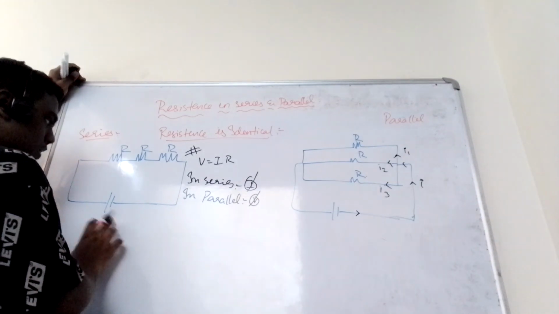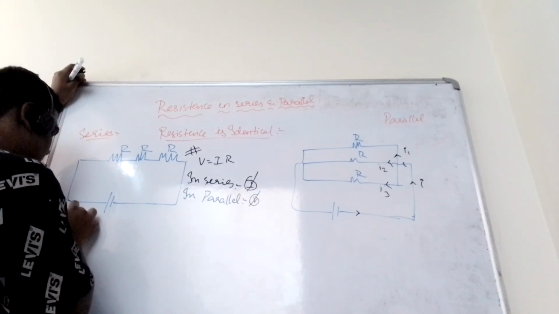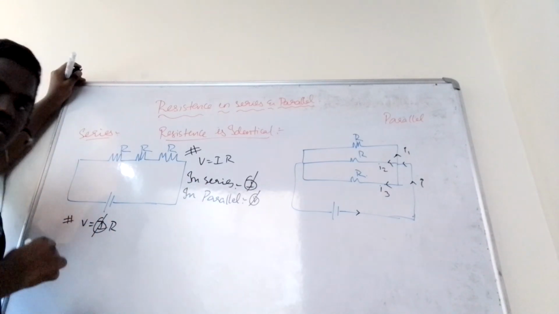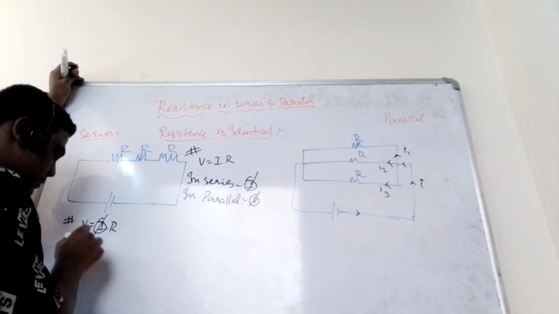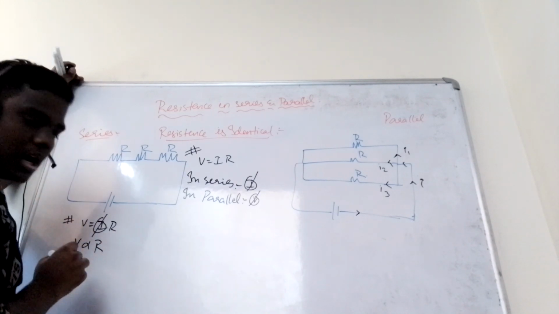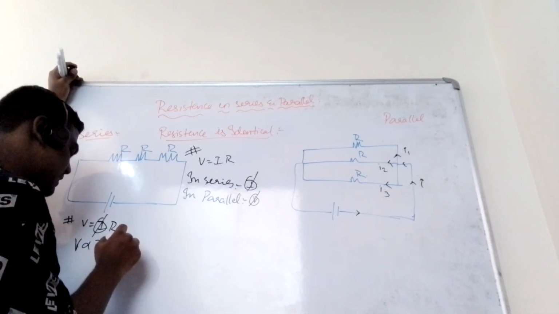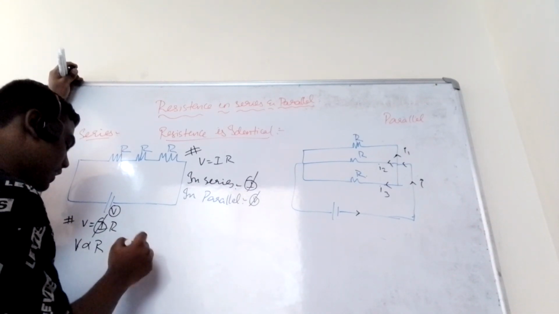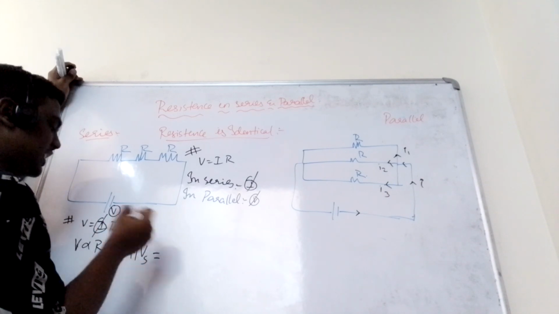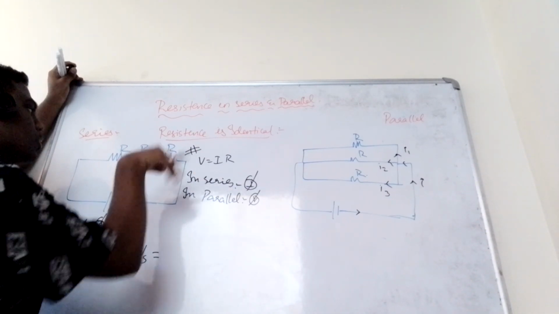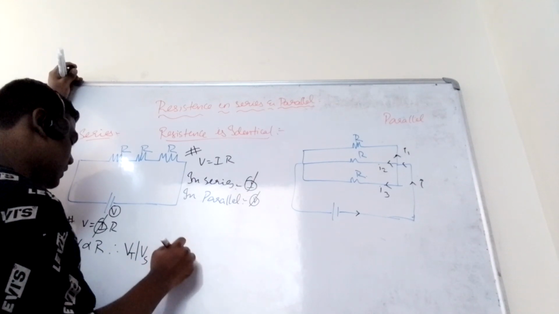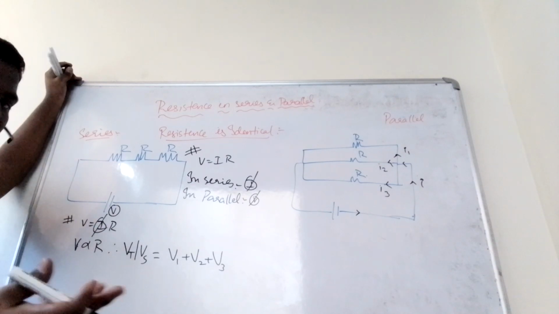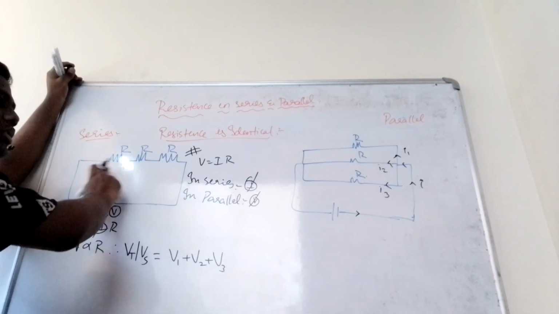Now coming to series, applying the basic formula V is equals to IR, I remains constant, correct? So can I say V is directly proportional to R? Now let me say the total voltage is VT, or I can even say Vs. Vs is nothing but the voltage in series or total voltage, which is V1 plus V2 plus V3, correct? Because the voltages are different, current is same.